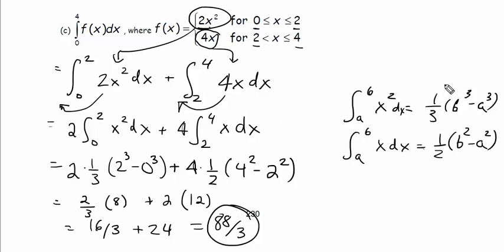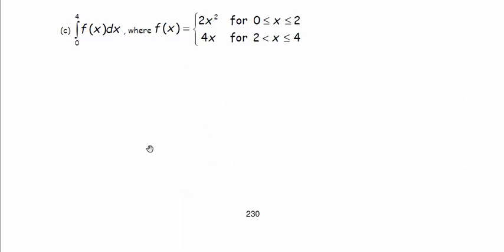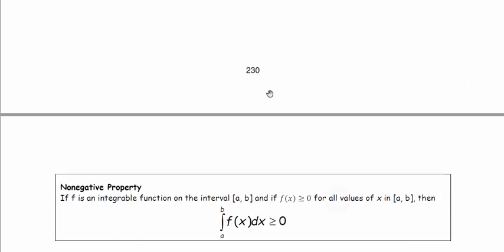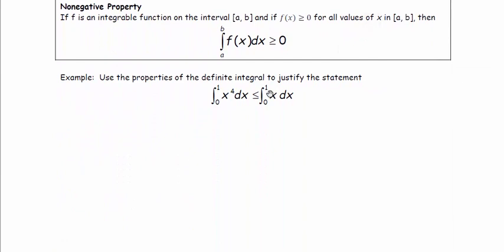Alright, very good. So if you got through this page, I think that it ends up not being as bad as it seemed, but I'm going to tell you about the non-negative property now. So let me move on to the non-negative property. So if f is an integrable function on the closed interval from a to b, and notice that this one is closed because it has the brackets here. And if f of x is greater than or equal to 0 for all values of x in that interval, then the integral from a to b of f of x dx has to be greater than or equal to 0.